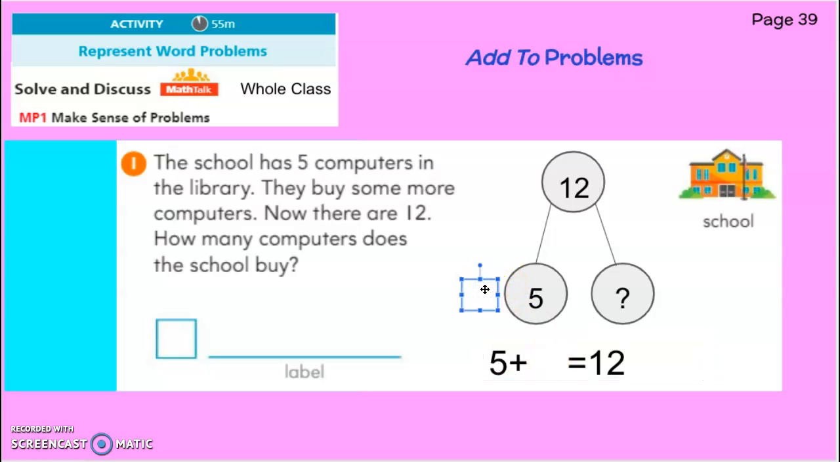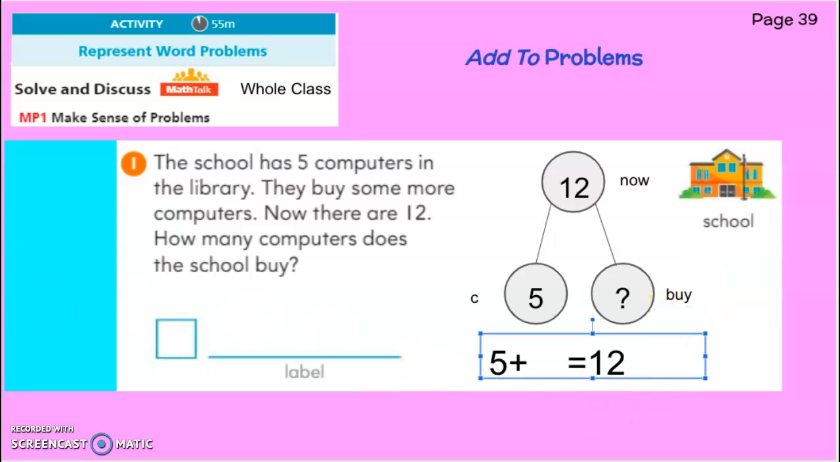So don't forget, we're going to need to label. So this is how many computers. I can label it with a C, or the word computers is right here in your problem, so you can label that. So this is right in your book on page 39. And then this is how many computers the school has now in total. And so what we're wondering is how many they buy.